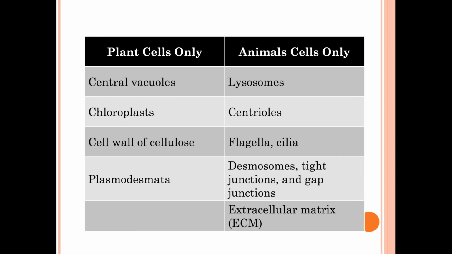So this slide summarizes the features of plant versus animal cells. Plant cells have central vacuoles, chloroplasts, cell walls, and plasmodesmata. Animal cells have lysosomes, which plant cells don't have, centrioles within that centrosome region, flagella and cilia for motility and motion, desmosomes, tight junctions, gap junctions, and then the extracellular matrix. That is on the outside surface of animal cells only.